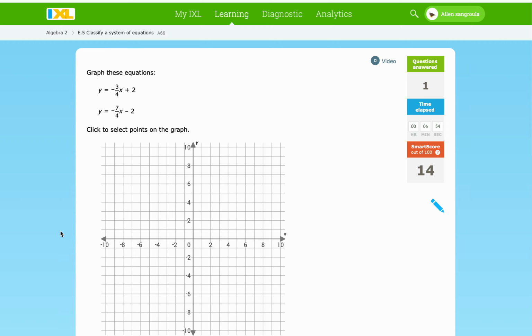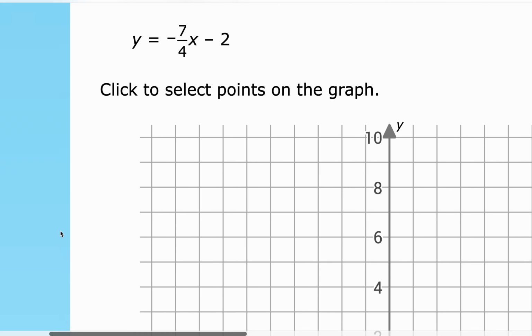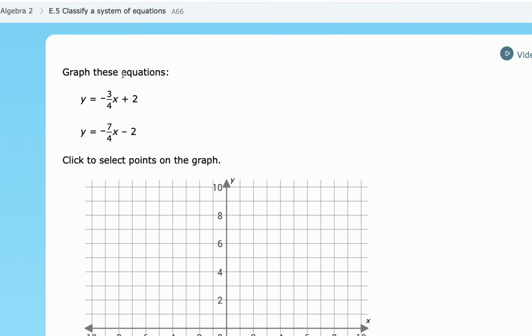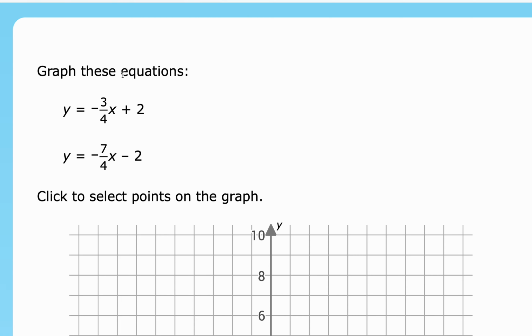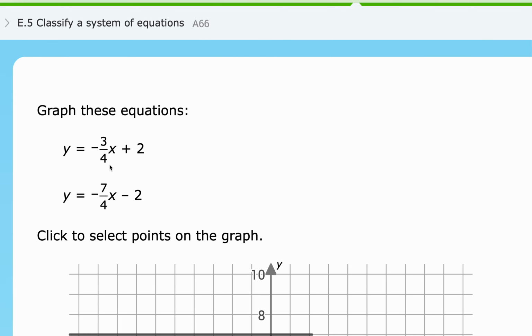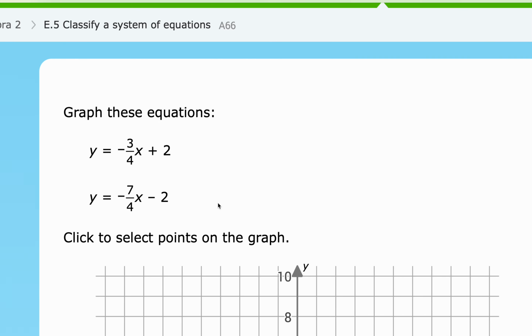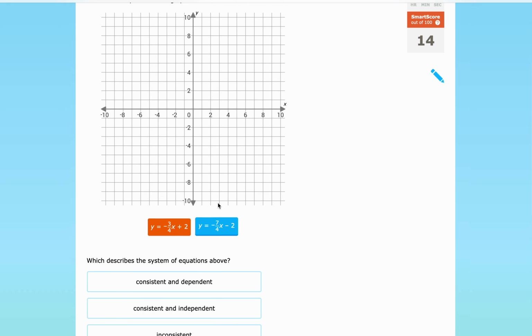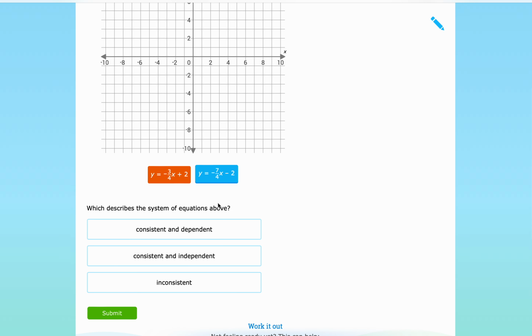Today I'm actually going to teach you about graphing these slope or line equations, and today we're going to determine if it's consistent and dependent, consistent and independent, or inconsistent.